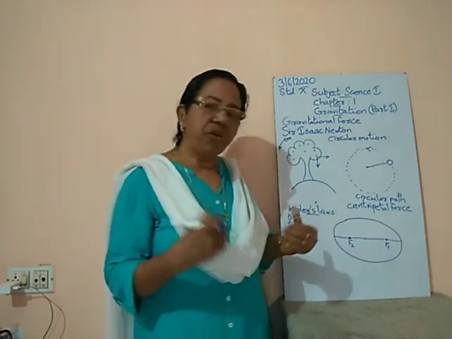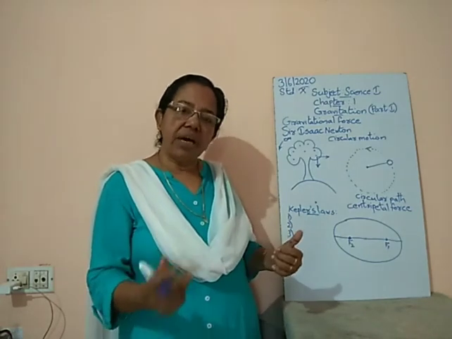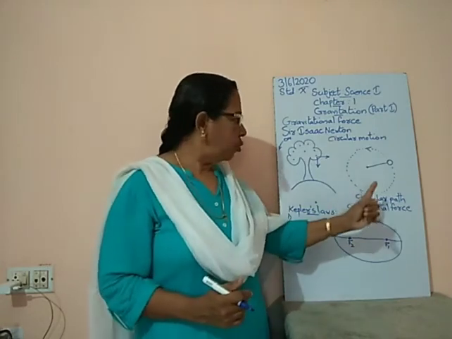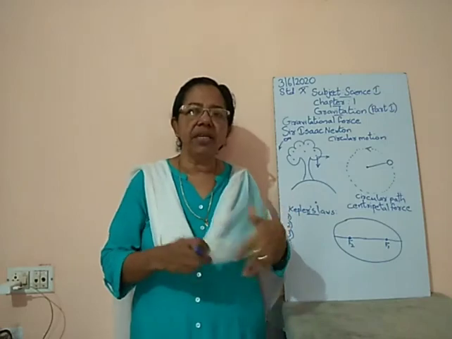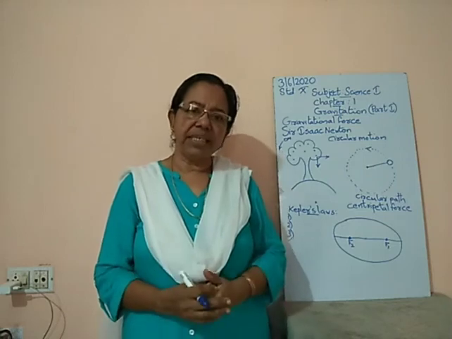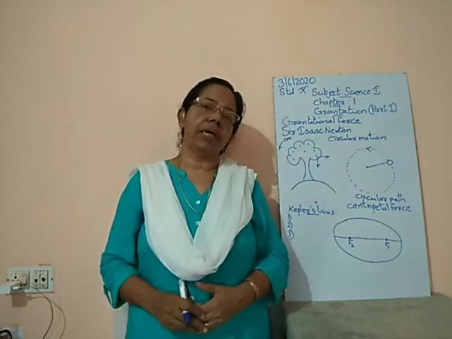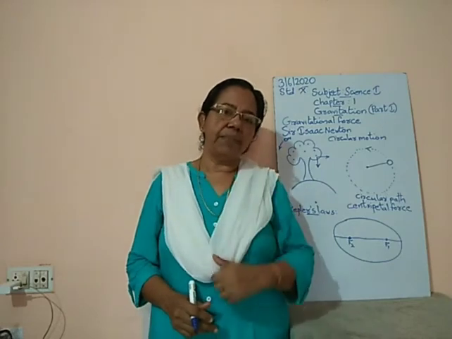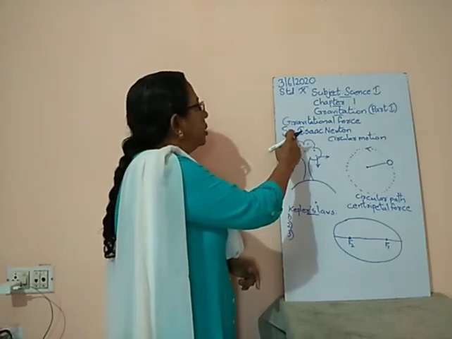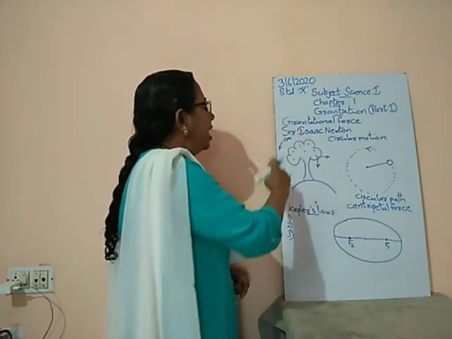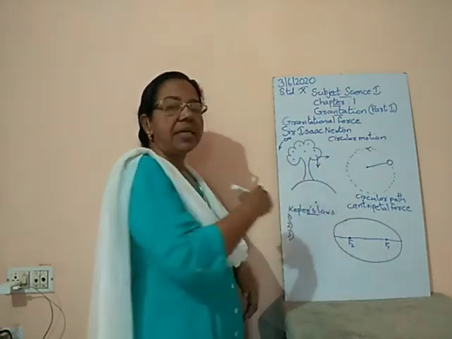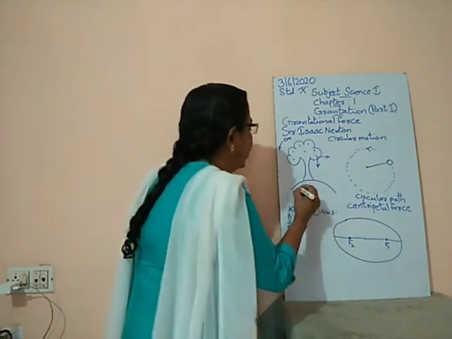Before explaining that, we are going to study what is meant by circular motion. Circular motion means the movement of an object through a circular path. For that, we are studying two examples. First example, the movement of the moon. The moon revolves around the earth through a circular path. This circular path we call an orbit.